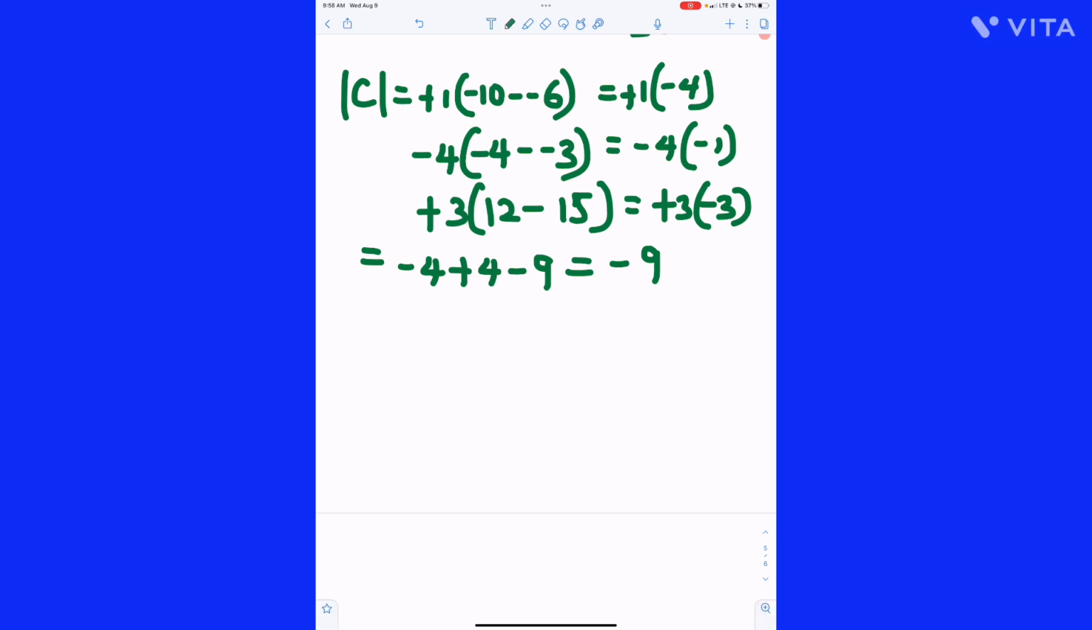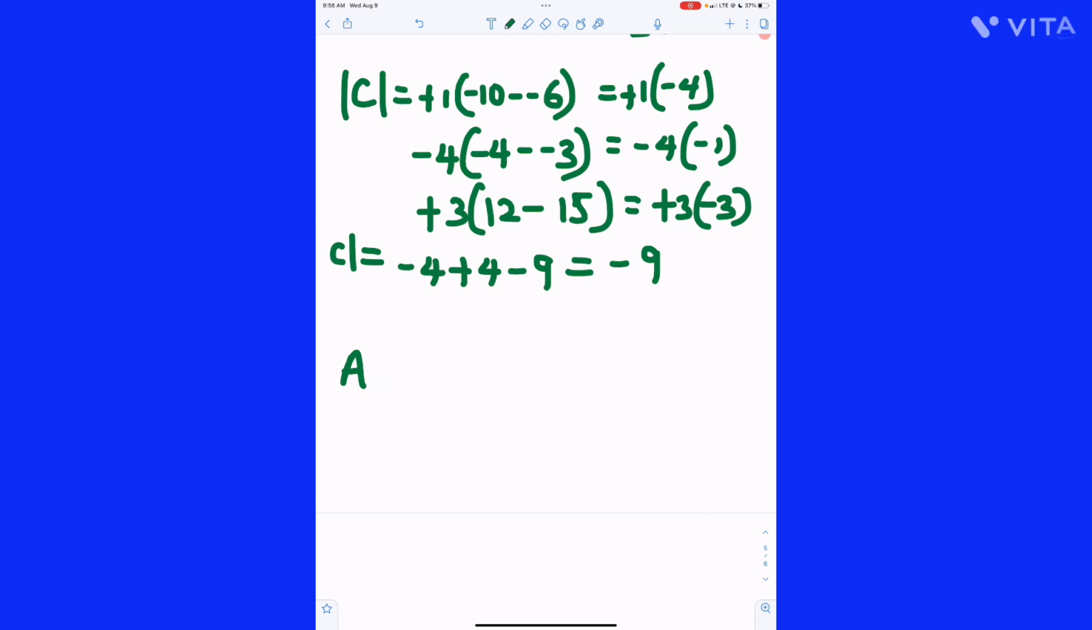Now, let me find the adjoint. I have the determinant of C now. I'll go ahead and find the adjoint of C. To get the adjoint of C, first, I need to find the matrix of cofactors of C.